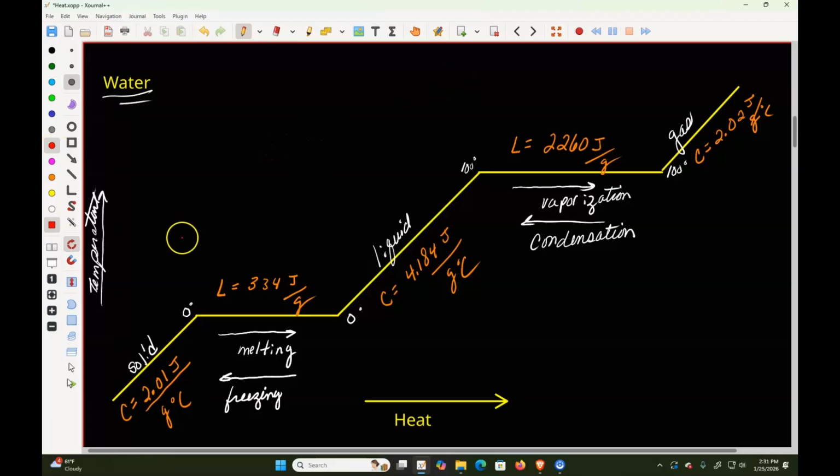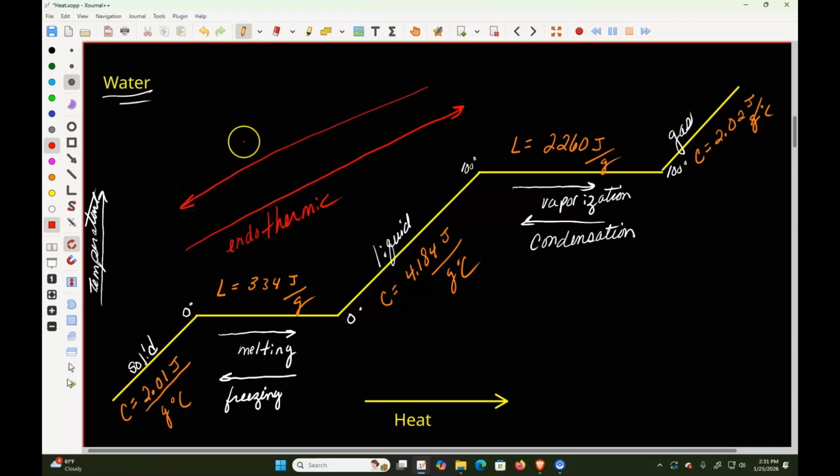If I'm moving this direction, I know that it's going to be endothermic. That means it's absorbing heat. And if I'm going to the left, then we know that's exothermic. It's losing heat.